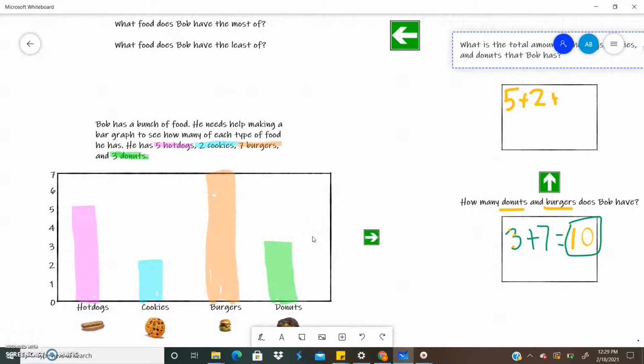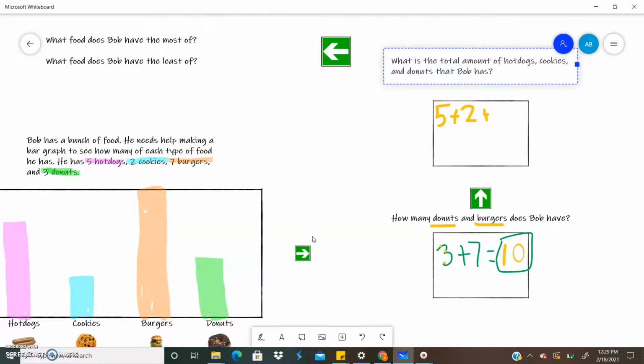You can look at the data here in the text or here on the chart. 3 donuts. So we know that we need to add all these numbers together. Let's see if you can notice anything about 2 of these numbers. That would make this problem super easy for us to solve. Okay, does anyone see it? Tell me, what's 2 plus 3? 5. So let's bring our other 5 right here.